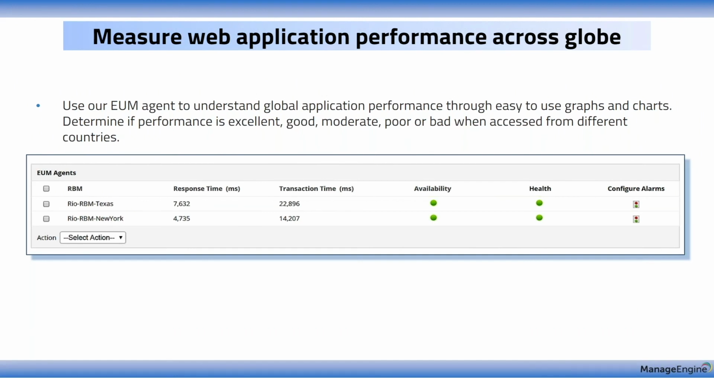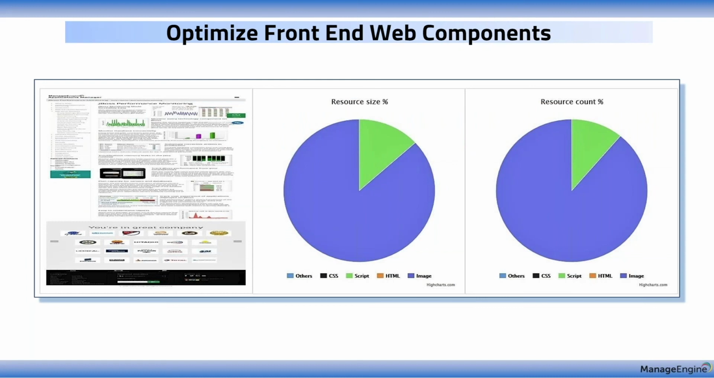You can also optimize the front-end web components using our real browser monitoring. Here, you can see the resource size and the resource count split up of all the elements comprising your web pages, such as HTML, CSS, script, image, etc. So if there is more image content in your website, that's where users accessing your web page from a low latency or low bandwidth area may experience an issue.